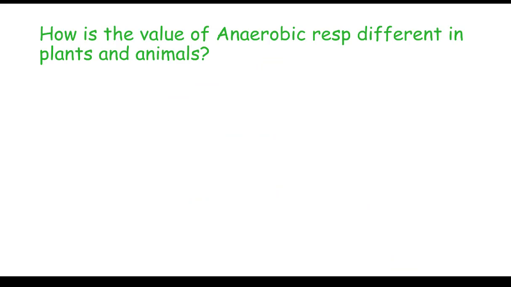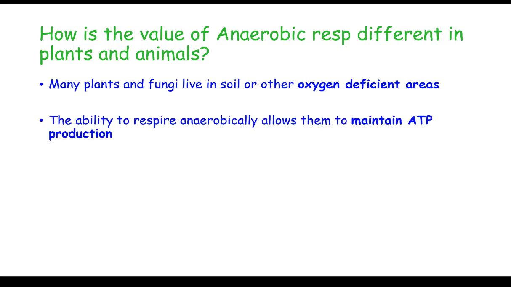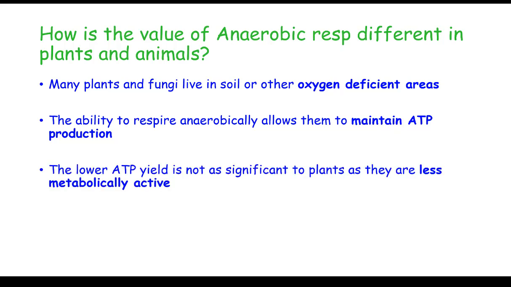Now, if we were comparing anaerobic respiration in plants and animals, a lot of plants and animals live in soil or other oxygen deficient areas, so the ability to respire anaerobically allows them to maintain their ATP production even though they live in areas where there is less oxygen. So the lower ATP yield is not as significant in plants as they are less metabolically active.